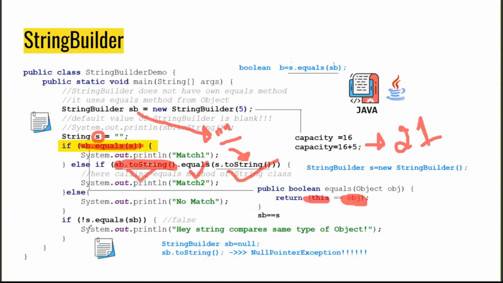And here, this is the string. String has an equals method, right? And you are passing SB. If you see the definition of equals, if you pass a different type, apart from string, it will immediately return you false.